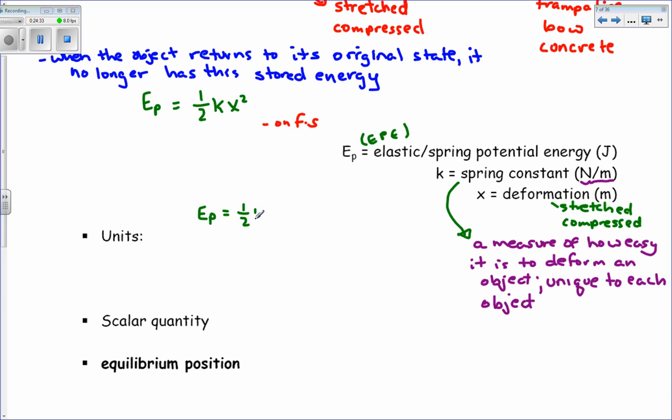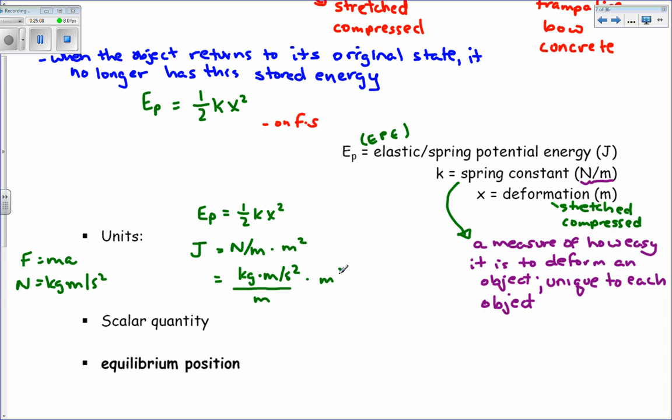So we start with the formula. We know that potential energy is in joules. The 1/2 doesn't matter because it's a constant. It doesn't have a formula, so we just ignore it. K is a newton per meter, and X is a meter, and then that's squared. So then what we know over here from F equals ma is that a newton equals a kilogram times a meter per second squared. So we're going to replace that newton. So we have kilogram times meter per second squared divided by meter times meter squared.